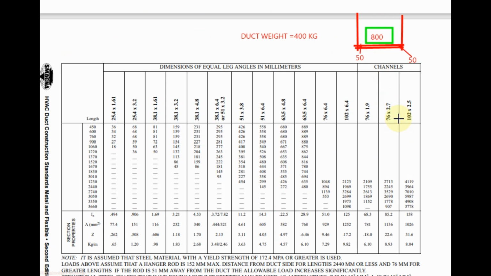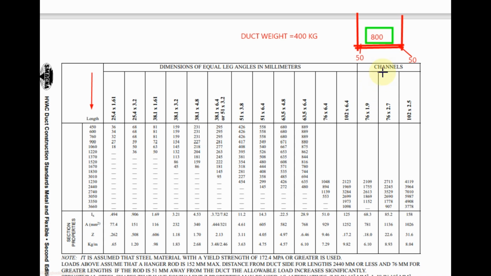We use this table to select the angle or channel size for the duct support. In the first column we select the angle or channel length for the duct support. Then in between this portion we have to select the weight of the duct. Then from here you can select the required channel or angle size.